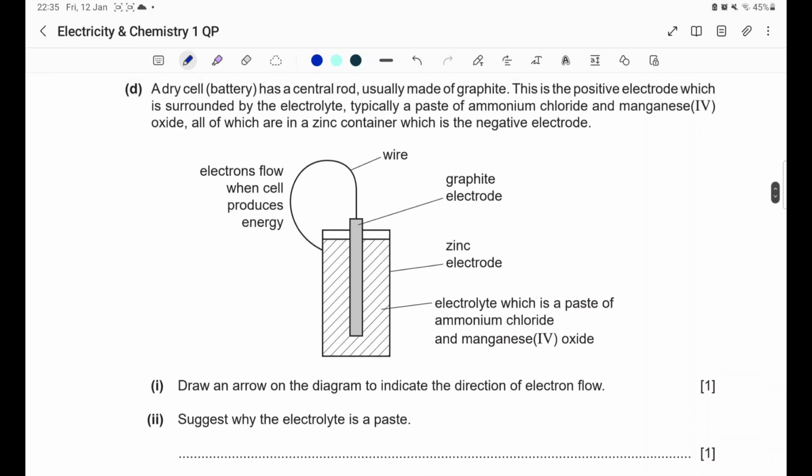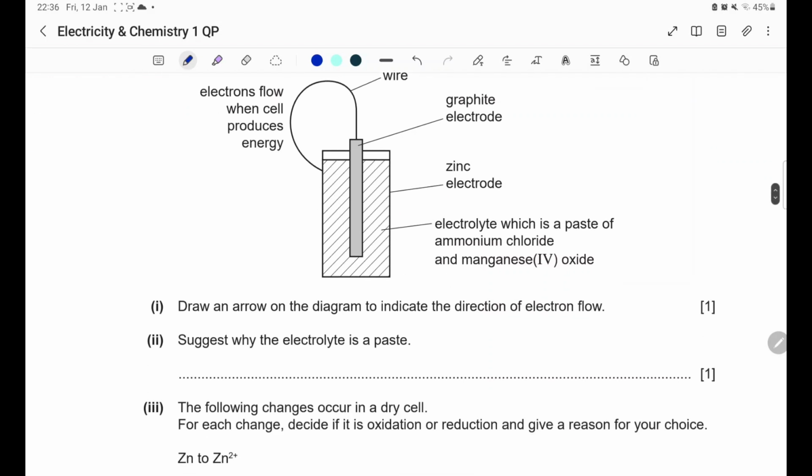A dry cell battery has a central rod, usually made of graphite. This is a positive electrode, which is surrounded by the electrolyte, typically a paste of ammonium chloride and manganese oxide, all of which are in the zinc container, which is a negative electrode. Electrons flow when the cell produces energy. This is the wire, graphite electrode, zinc electrode, electrolyte. Draw an arrow on the diagram to indicate the direction of the electron flow.